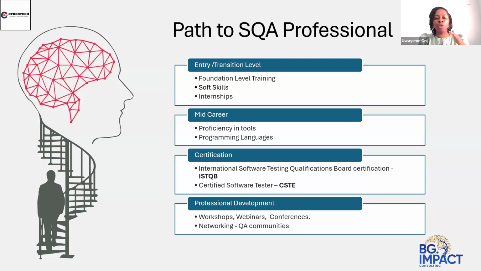Then if you're in your mid-level career, you're already a developer, just be proficient in the tools you use, the programming languages, all these are the paths that you can go. And another thing I like to always highlight is certification. It makes you stand out, because in this area you always have to define what you are doing, and once you're certified, it gives you an edge. It's like a door opener for me, and it just says, okay, yes, this one is really in it for it.